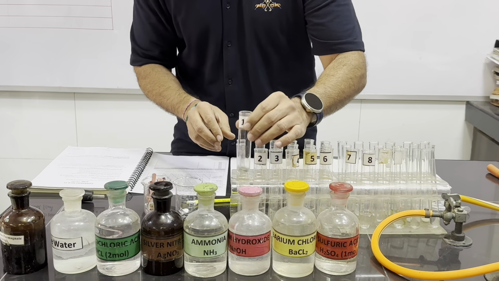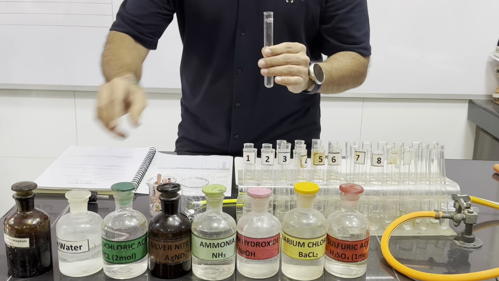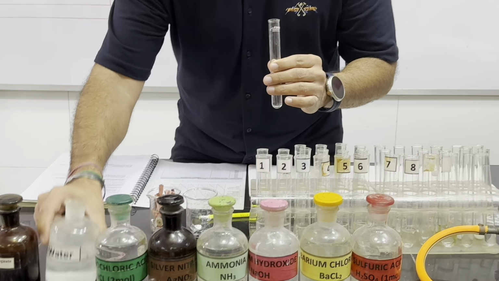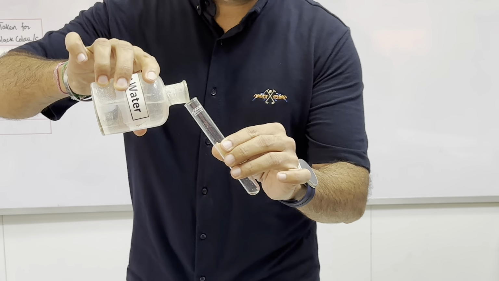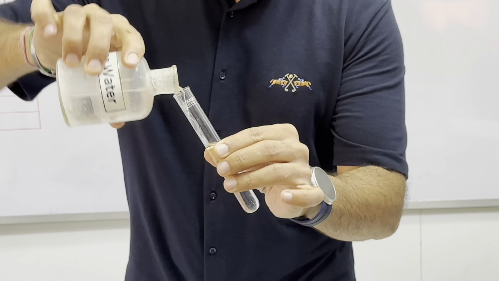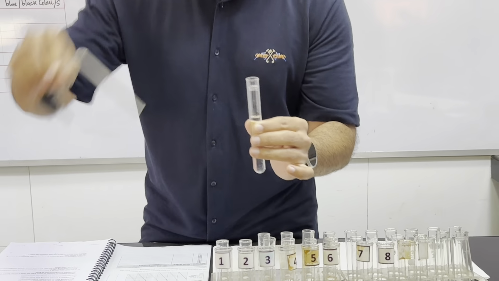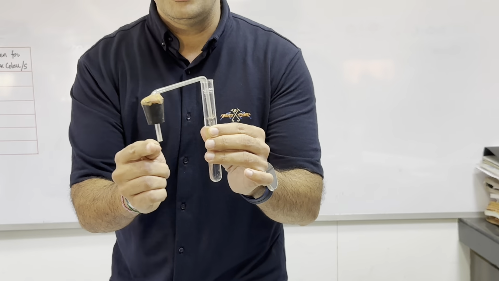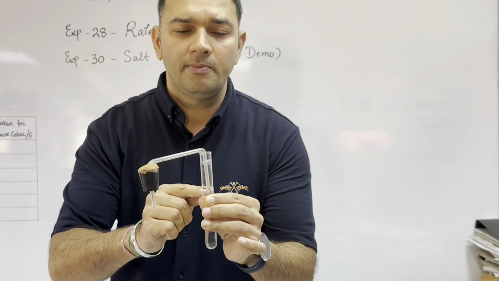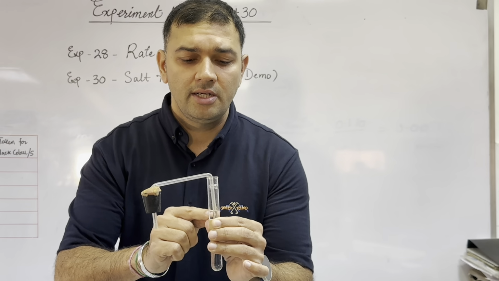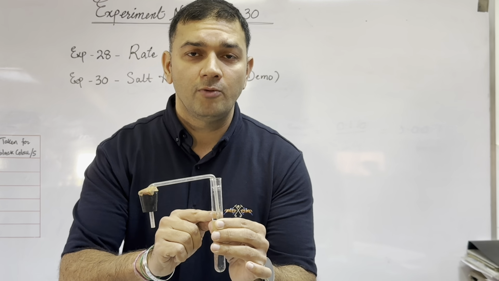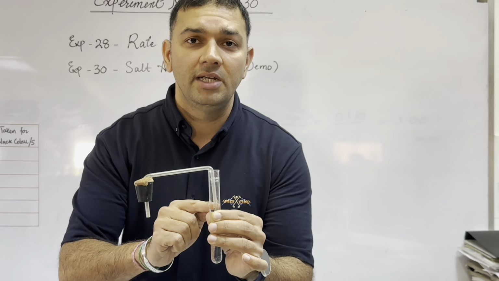So first of all, we will take lime water in a test tube, and then we will put a delivery tube through this so that the gas which is given off must come from here and pass through this test tube's contents, which is calcium hydroxide, lime water, and this lime water must turn milky white.